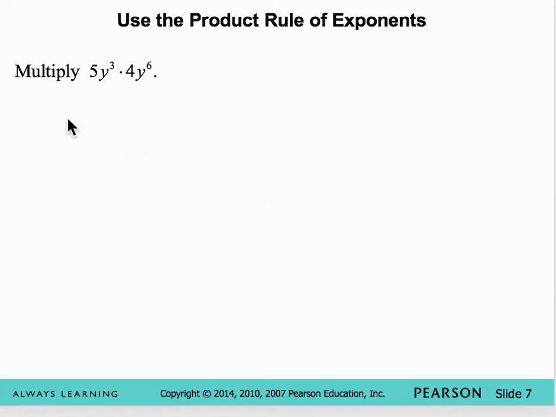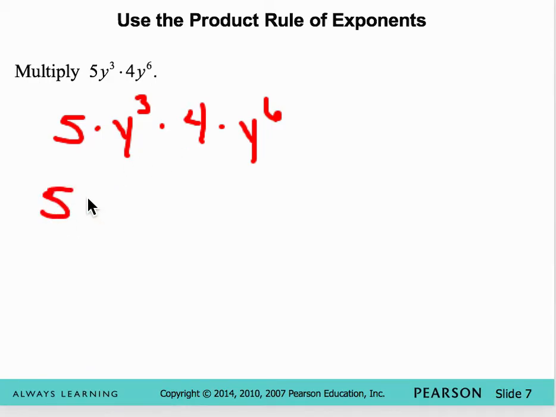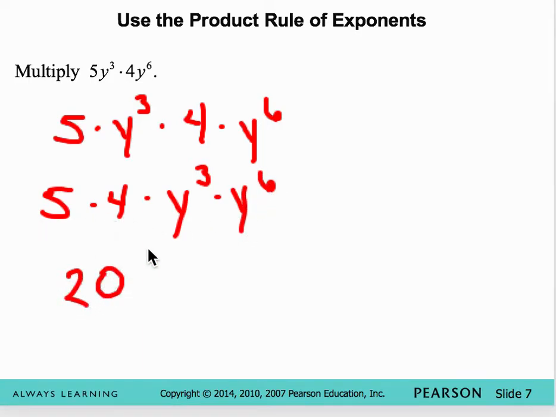So think about this. Remember what that means. If we have a number written right next to a variable, it means multiply. So really, all of this stuff is being multiplied. And multiplication is commutative. So that means I can change the order. 2 times 3, 3 times 2. So I can put the numbers together and the variables together. So 5 times 4 is 20. And then because these bases are the same and it's a product, I can add the exponents.